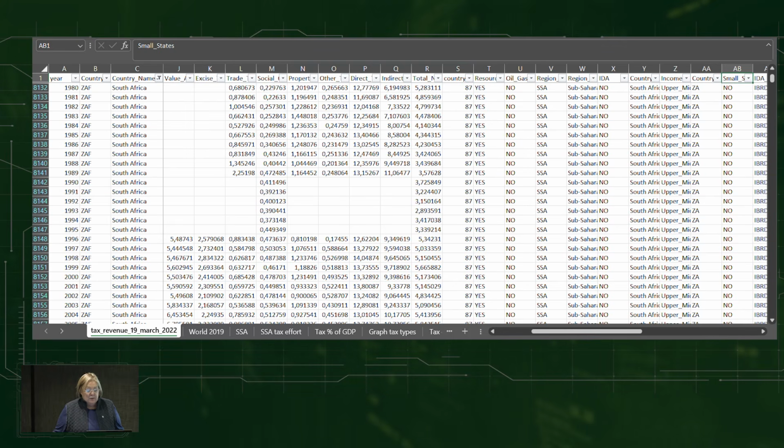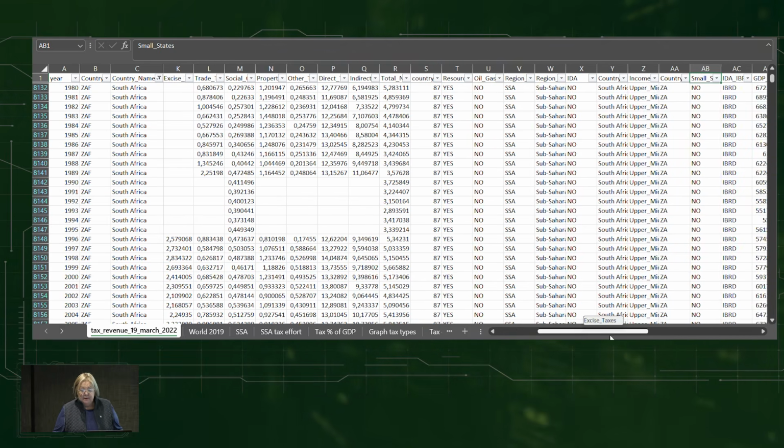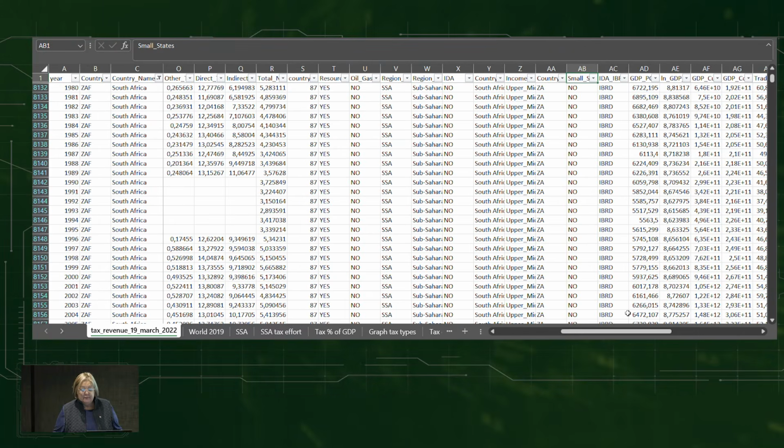And then small states, it says no. For South Africa, we're only one state with provinces. And then in the International Development Aid, IBRD, we have to go back to the documentation. I'm going to share the documentation with you, so please read through the article. This is just the Excel base.